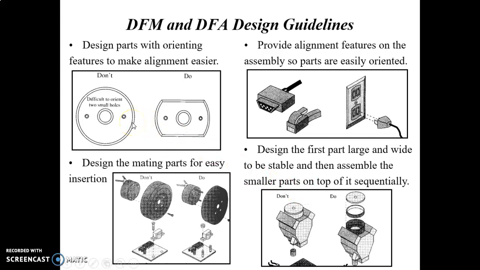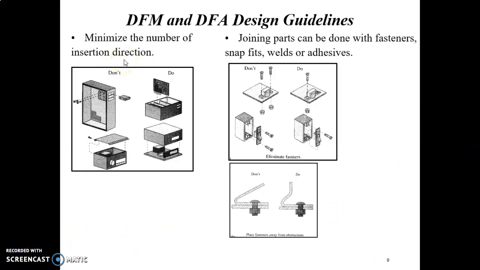Okay, next, design parts with orienting features to make alignment easier. And this one, provide alignment features on the assembly so parts are easily oriented, and design the mating parts for easy insertion. Design the first part larger and wider to be stable, and then assemble the smaller part on top of it sequentially. If you cannot assemble parts from the top down exclusively, then you should minimize the number of insertion directions. Never require the assembly to be turned over.